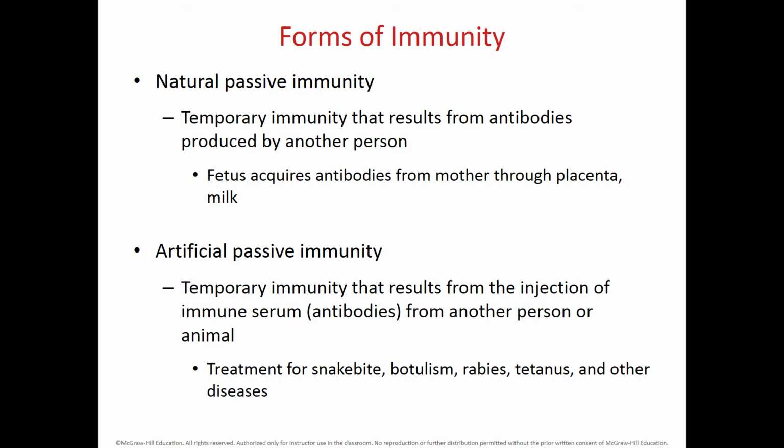Now, artificial passive immunity. The labs produce and purify these antibodies, and they can be injected into you if you were exposed to rabies virus, to tetanus, to botulism, the bacteria that cause tetanus or botulism, or if you were exposed to a snake bite or a spider bite. Okay.